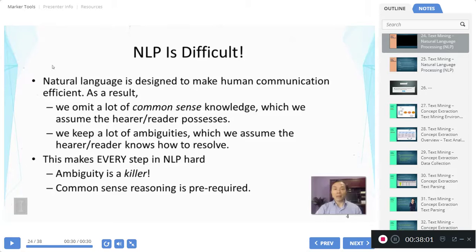Ambiguity is a main killer, meaning that in every step there are multiple choices and the computer would have to decide what's the right choice, and that decision can be very difficult, as you will see also in a moment. And in general, we need common sense reasoning in order to fully understand natural language. And computers today don't yet have that. And that's why it's very hard for computers to precisely understand natural language at this point.